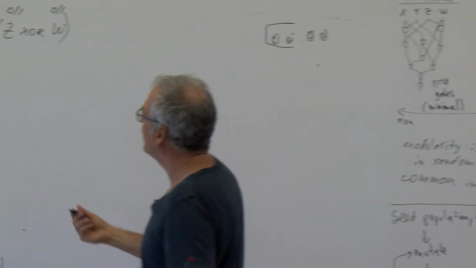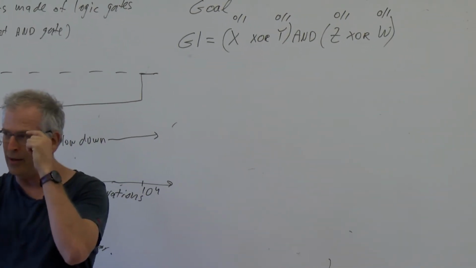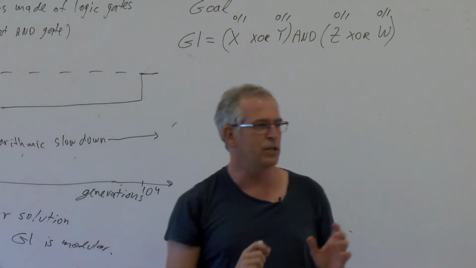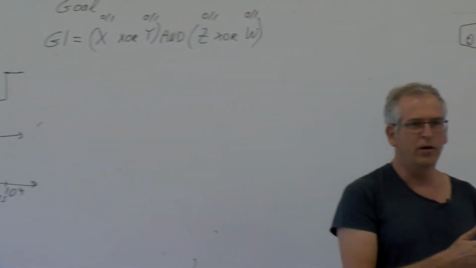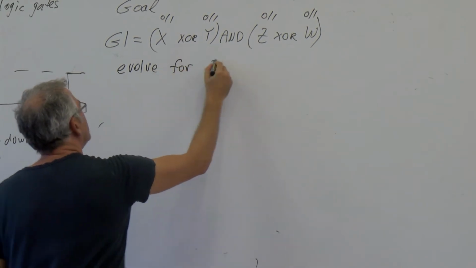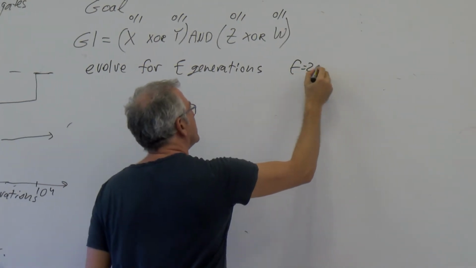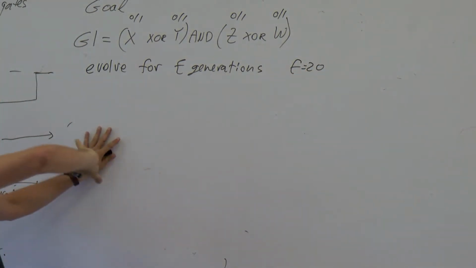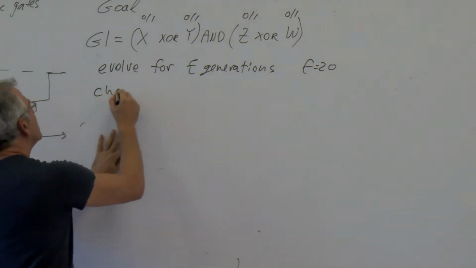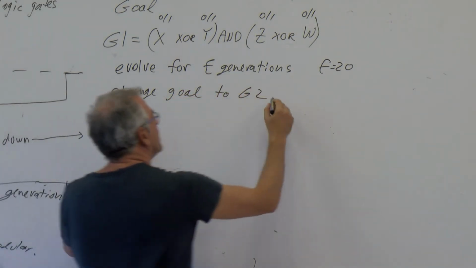So what we're going to do now is go back to engineering thinking and say, engineering uses modules where situations change. So let's change the goal. What do you mean change the goal? Let it evolve for E generations. For example, let's say 20 generations. And then keep everything, just change the goal, what we're adapting to, the way we select the top 50%, and change the goal to goal G2. And then continue like that.